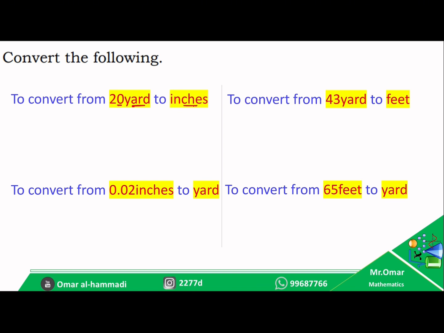20 yards to inches. We just multiply 20 by what? By 36. 20 by 36, and we'll find the result. 20 by 36 will give us 720. If we want to convert from inches to yards, we have to divide, for example 0.02 divided by 36. It will give us something like 5.5 times 10 to the power of minus 4. This is a scientific number.